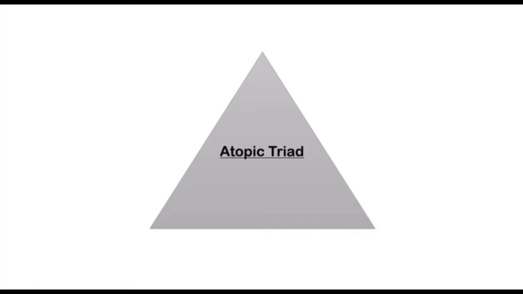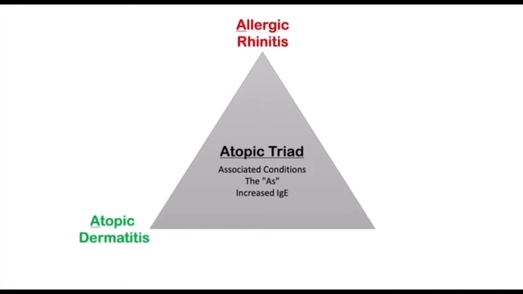We call this the atopic triad. And the atopic triad is the associated conditions that start with the letter A. And they all have an association with increased levels of immunoglobulin E. Now, the atopic triad conditions include atopic dermatitis, allergic rhinitis, and asthma. And atopic dermatitis is associated strongly with allergic rhinitis and asthma, and it's been estimated that approximately 80% of individuals with atopic dermatitis will develop either allergic rhinitis or asthma or both.